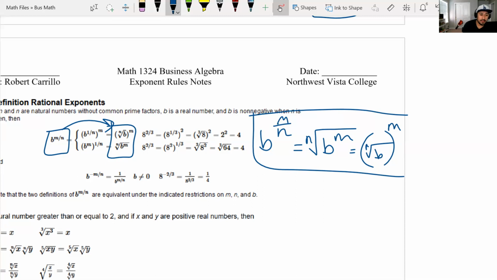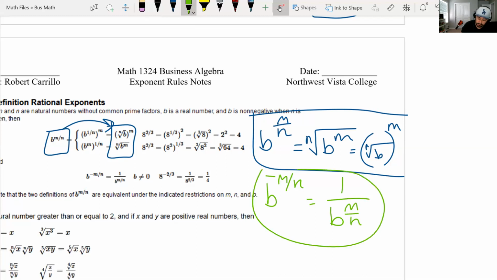Okay. And then down below, they just show a negative exponent property. So here another one could be b to the negative m over n. Well, we know anything that has a negative exponent will flip and become 1 over b to the m over n. So there's another property.